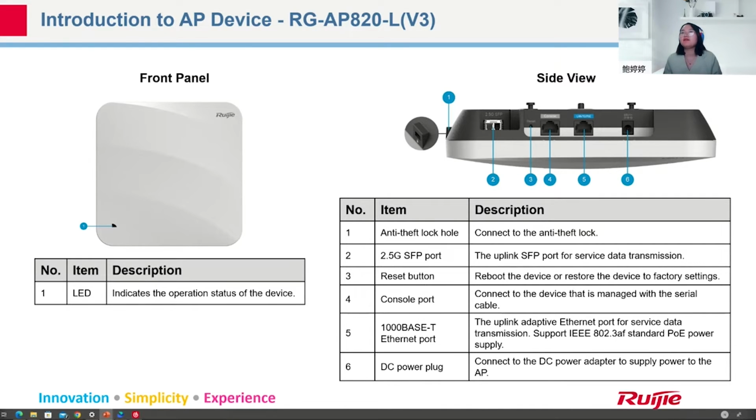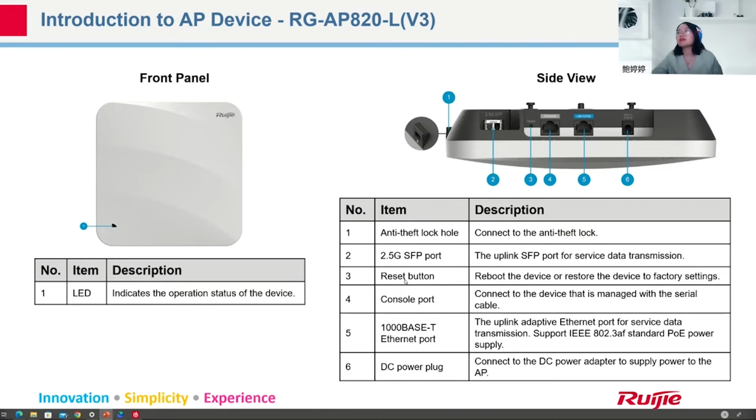And about the side panel, the first part is an anti-theft lock hole. Usually when we install, we will use it. And the second one is a 2.5 gigabit SFP port. This is the uplink SFP port for service data transmission. And another one, the third one, is the reset button. We can use this button to reboot the device or restore the device to factory settings.